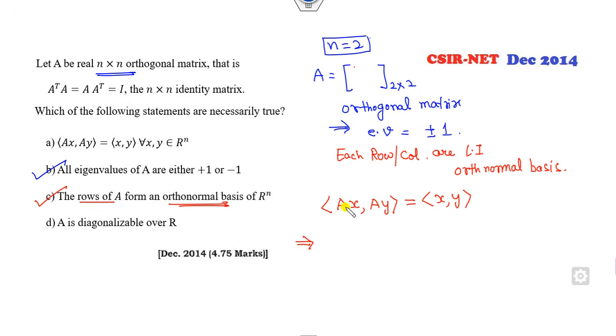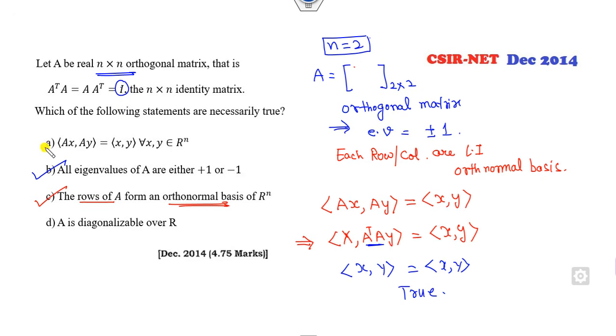So can I write this number as x comma A transpose of y? Now, if you compare them, this number must be I, or it is already given to you as I. So what is that? It is x comma y, which is a true statement. So this option is also a correct option.